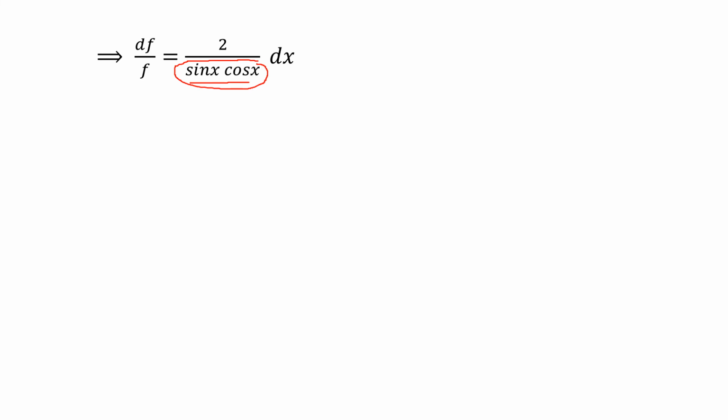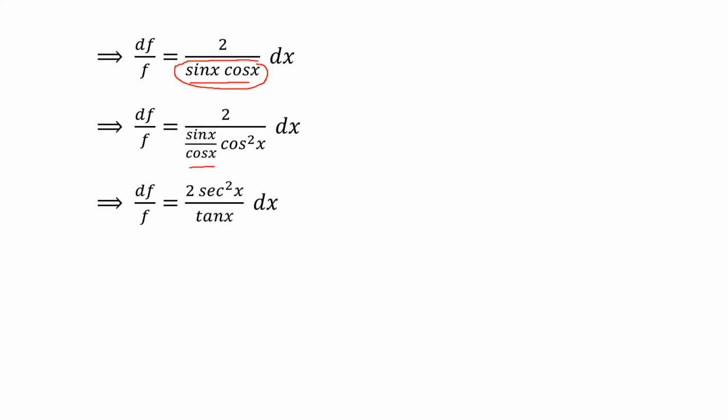So multiply and divide by cos x in the denominator. So what we get? df by f is equal to 2 by sin x by cos x into cos square x. So sin x by cos x is nothing but tan x. 1 by cos square x is nothing but secant square x. Therefore we get df by f is equal to 2 secant square x by tan x. Okay, now variables are separated.